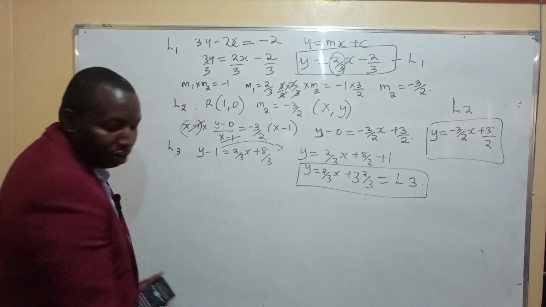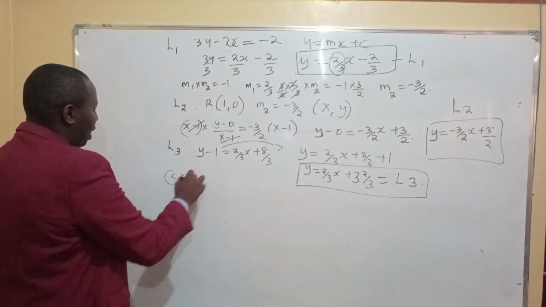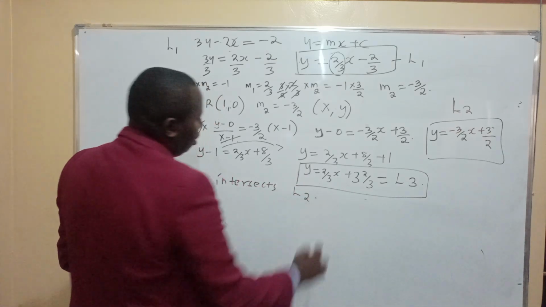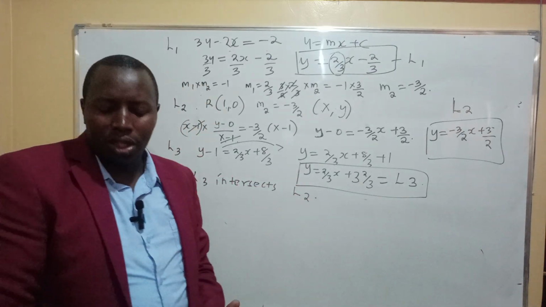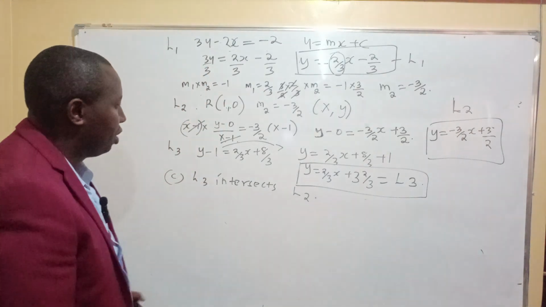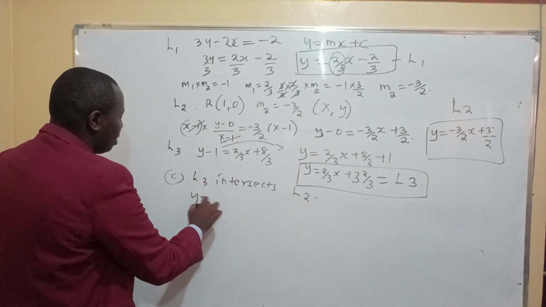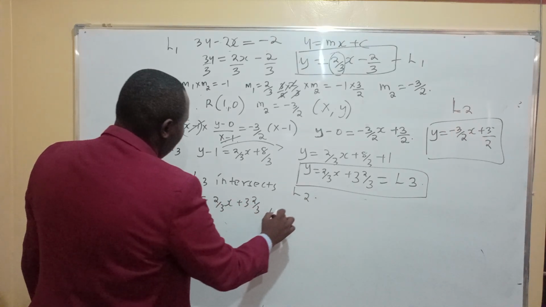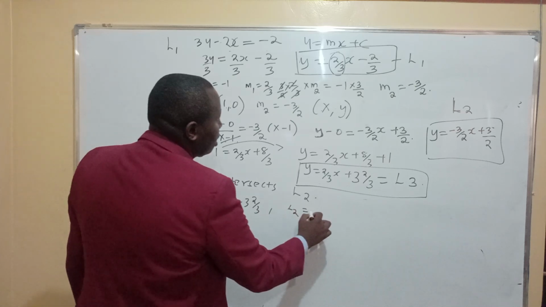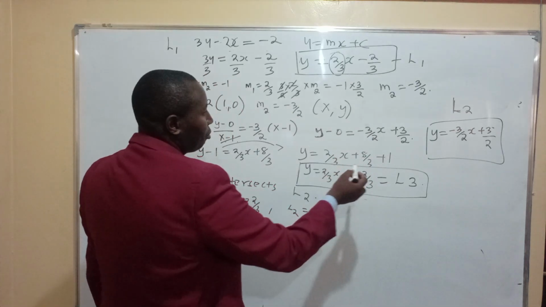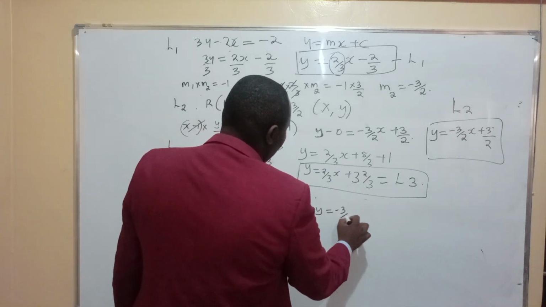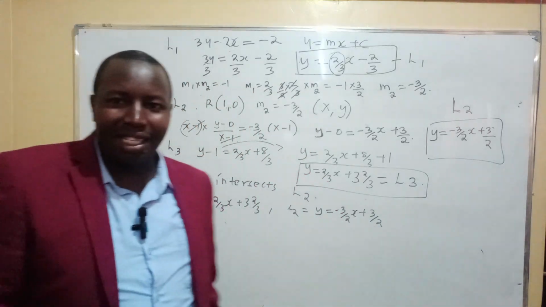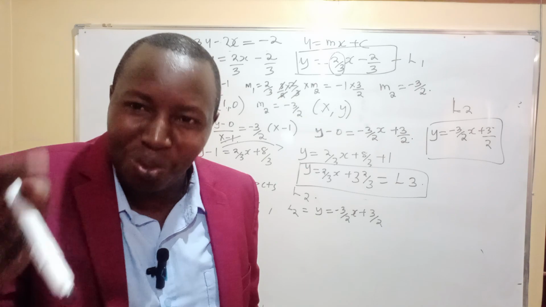So part C, where L3 intersects L2. This one is always a simultaneous equation. Take your equation L3, which is y is equal to 2 over 3x plus 3, 2 thirds, and L2 is y equals to minus 3 over 2x plus 3 over 2. You have to find the coordinates of S, the point of intersection of the two.